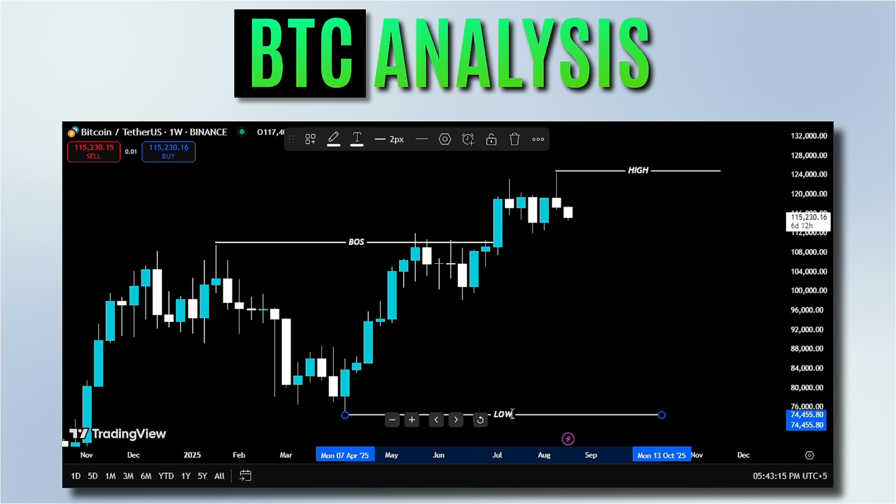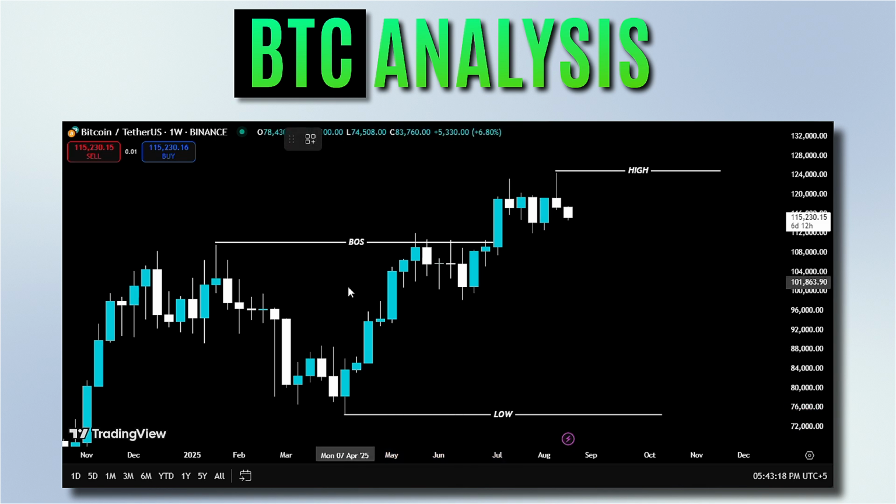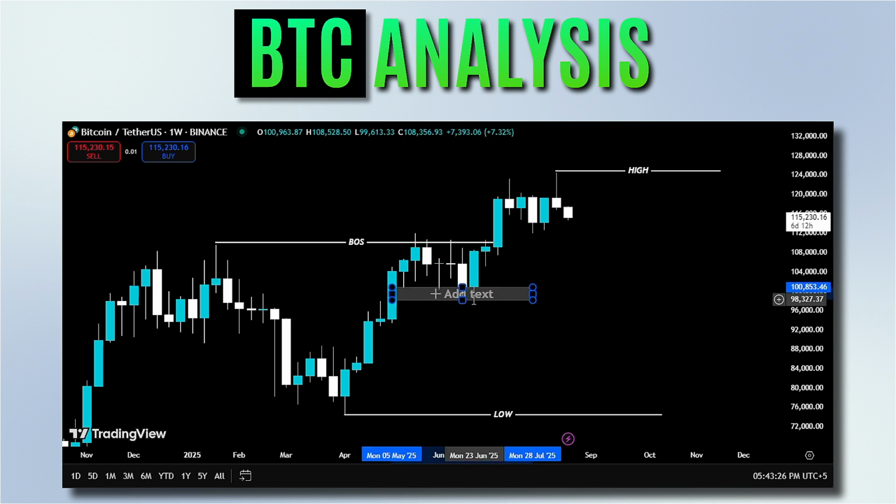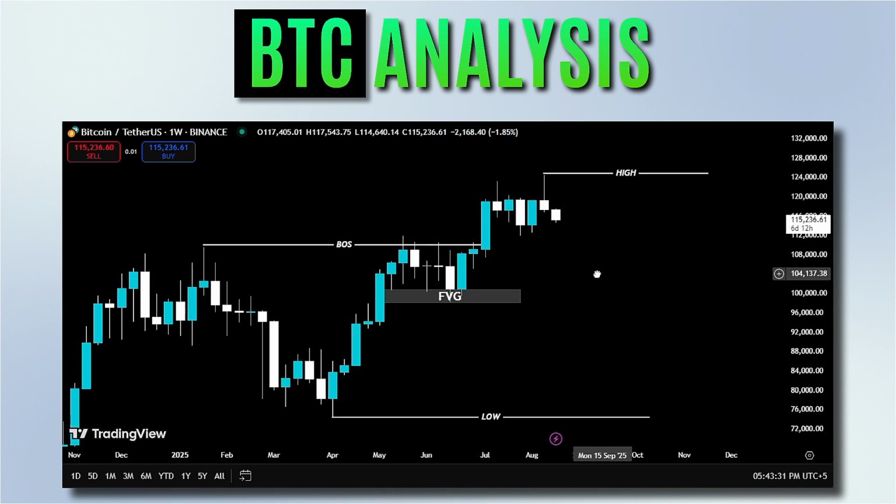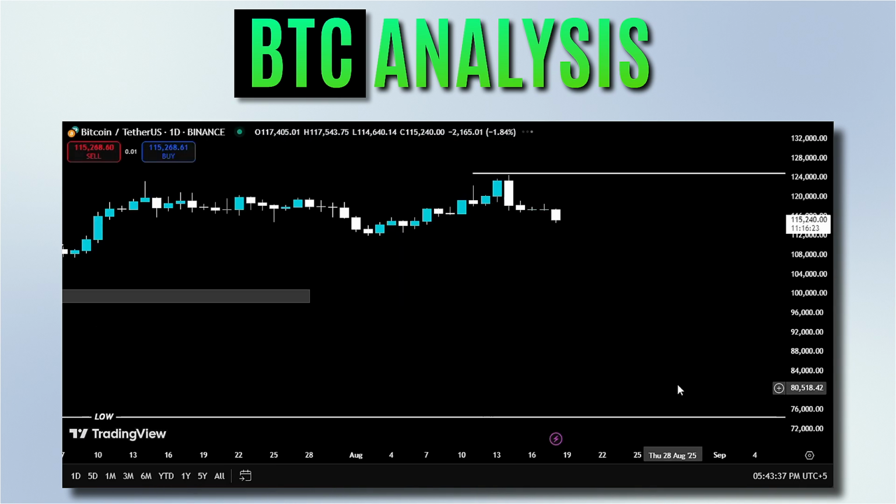As seen in our analysis of Bitcoin, the weekly chart shows a clear break of structure, BOS, to the upside, indicating a strong bullish trend. This is our macro bias. This tells us that any bearish move is likely a temporary retracement, not a reversal of the entire trend.